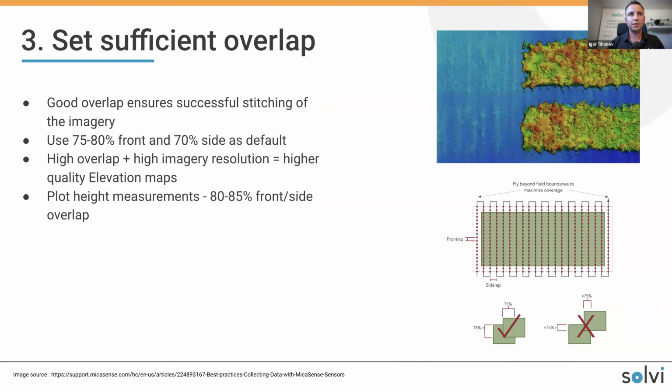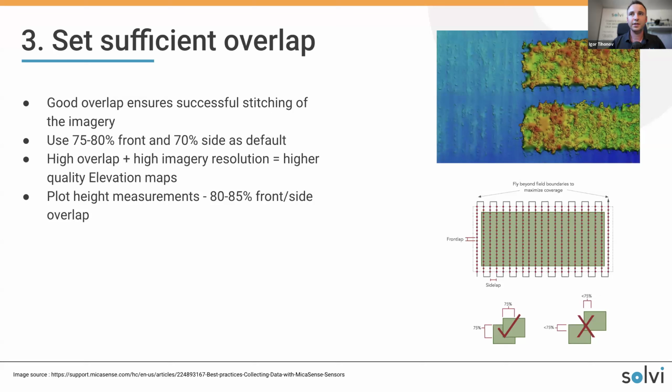If you're looking to do height measurements, so that's one of the metrics that we can extract in Solvi, then the quality of the elevation model is really important. And the elevation map is another product that is created during the stitching. So it's not just the visual map of the field, but also the elevation map. And the quality of the elevation map directly depends on the resolution of the imagery.